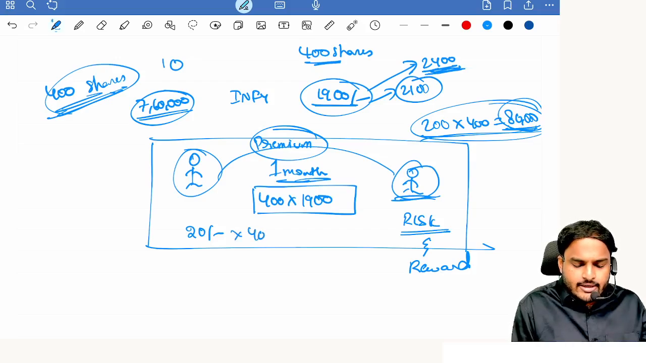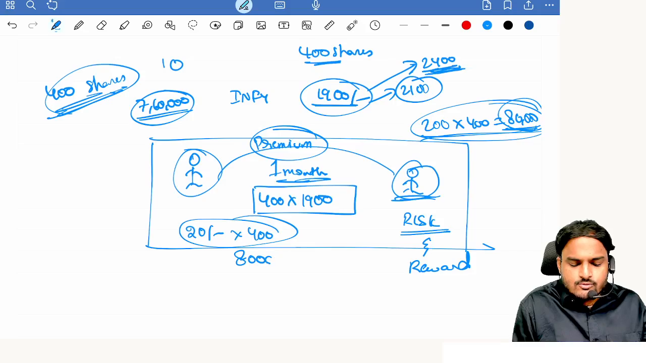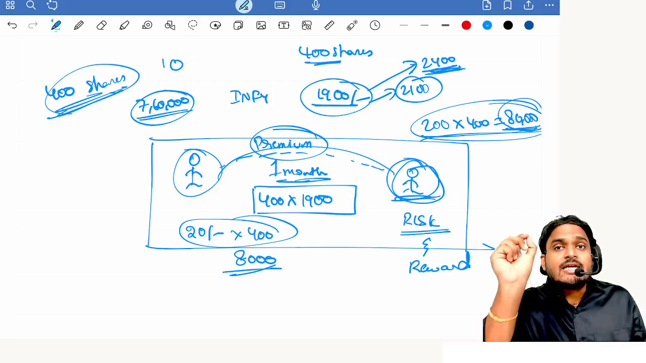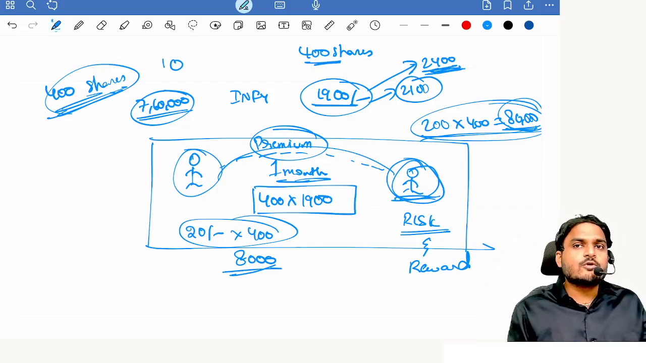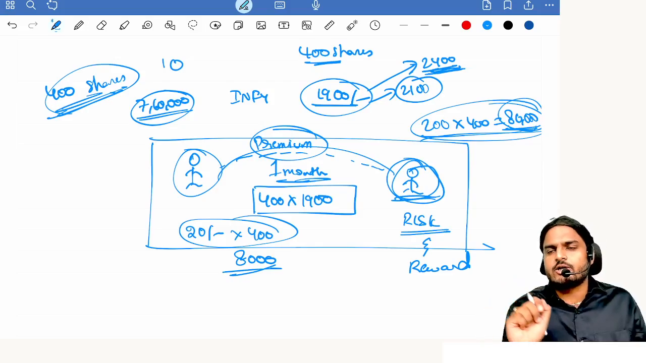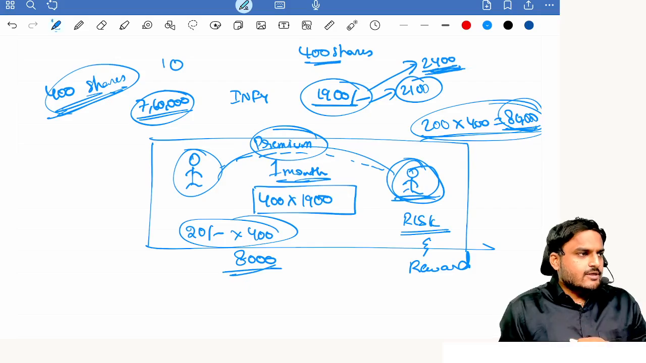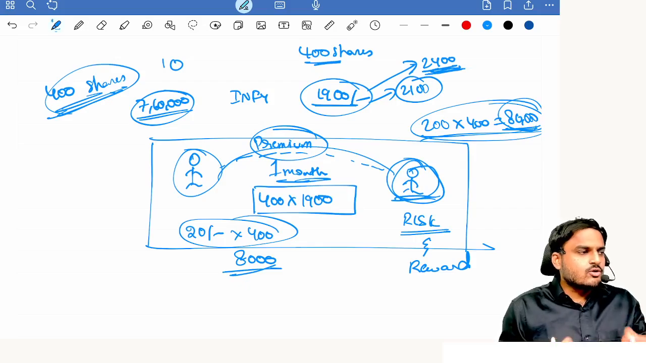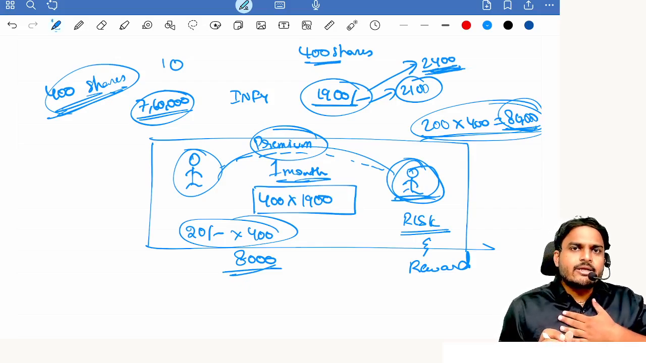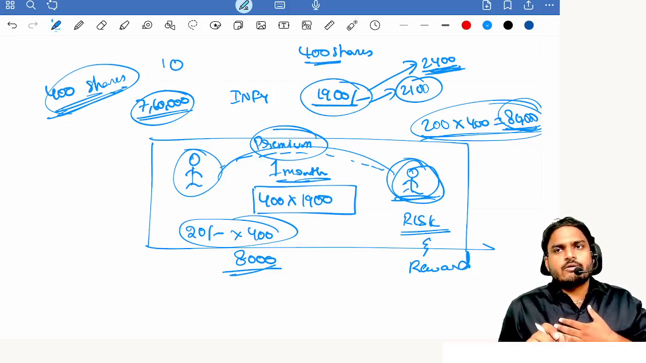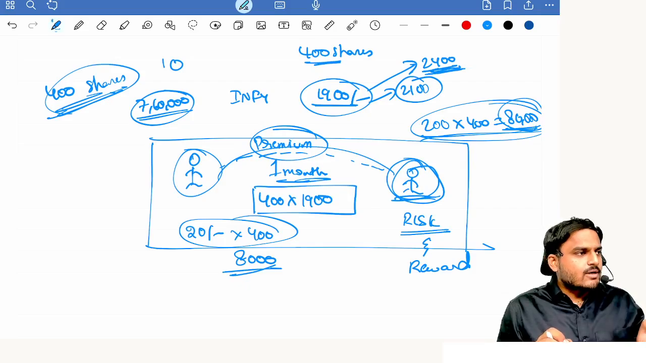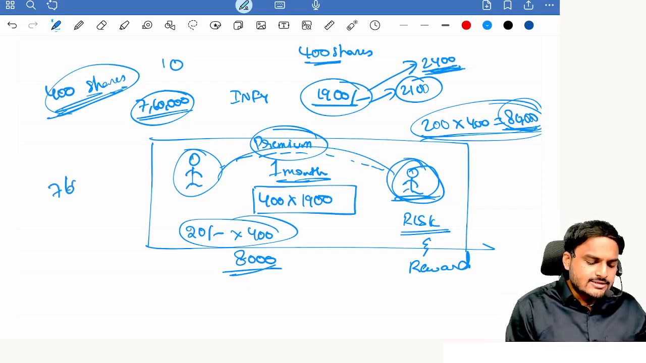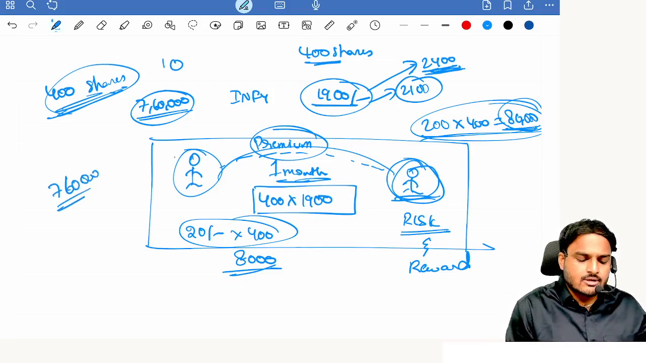20 rupees into 400, how much? 8,000 rupees. I will pay it to the other party who is giving me assurance that he will sell 400 Infosys shares at 1900 rupees. Just follow me carefully. This is completely out of syllabus, but just for your understanding and knowledge sake, I'm telling you. So today I'm entering into a contract. This is an option contract. According to this contract, after 1 month, even though share price increases, it is immaterial to me. I will pay you 7,60,000, and you should sell me 400 shares.